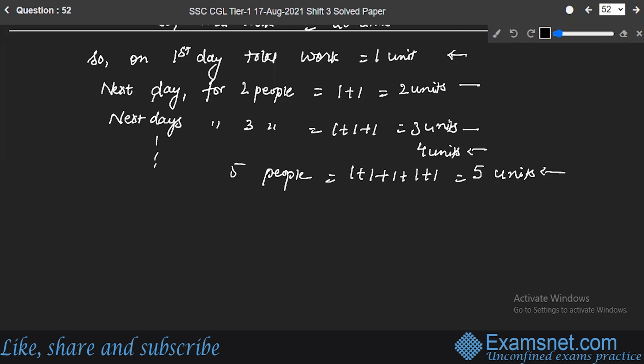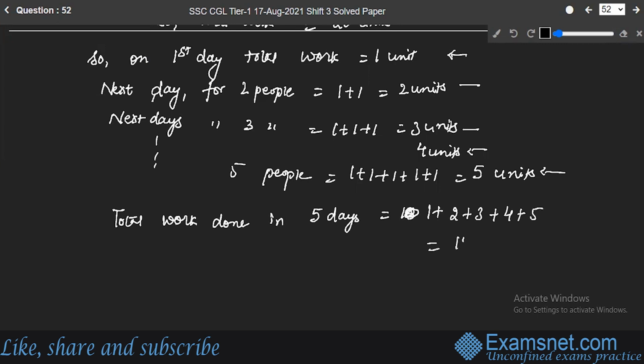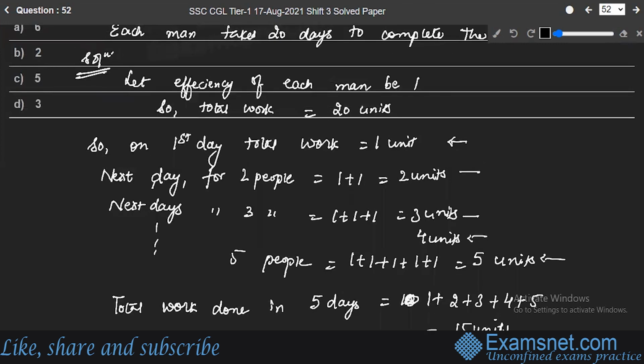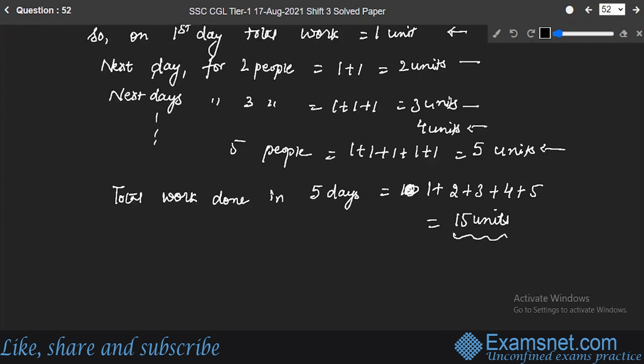Okay. So total work done in 5 days is equal to how much? Let's add 1 plus 2 plus 3 plus 4 plus 5. That is equal to 15 units, right? Total work was 20 units, out of which 15 units are done in 5 days. So what is the remaining work now?